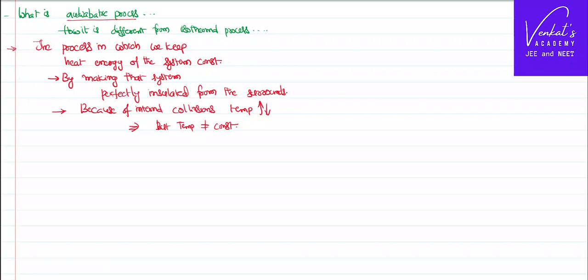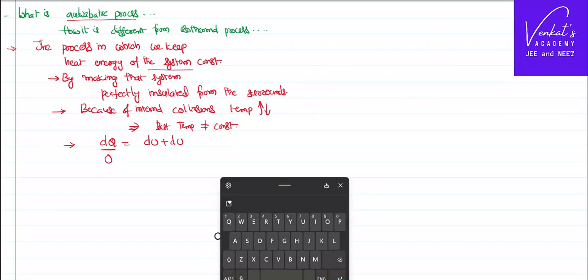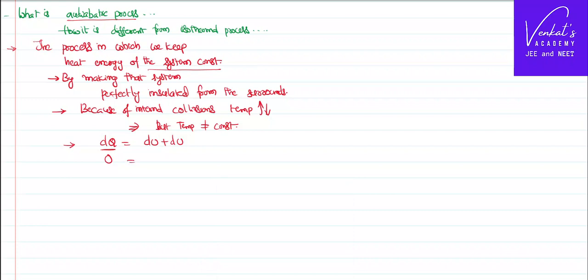Since temperature is not constant, we can say it is not an isothermal process. I will talk about isothermal process a bit later. According to the first law of thermodynamics, dq equal to du plus dw. dq is the change in heat energy of the system, but that is not there because we are keeping the heat energy of the system constant. So dq is 0 equal to du plus dw. That implies dw equal to minus du. So work done in this case is equal to change in internal energy, right? This is how we can say.